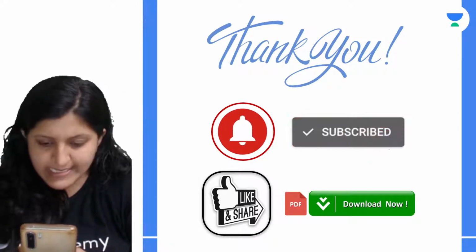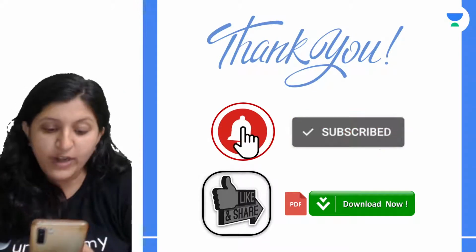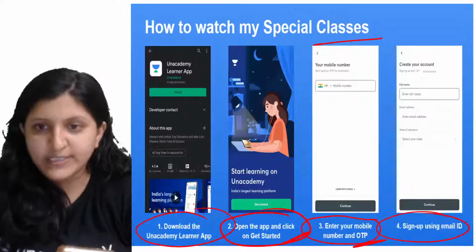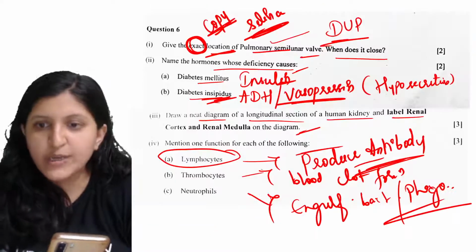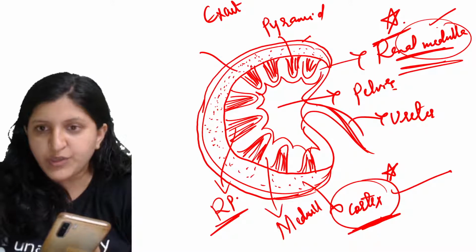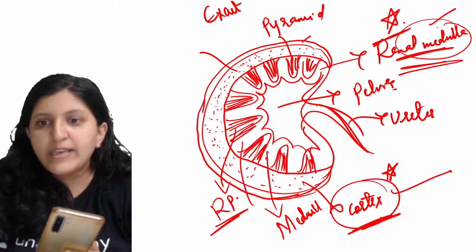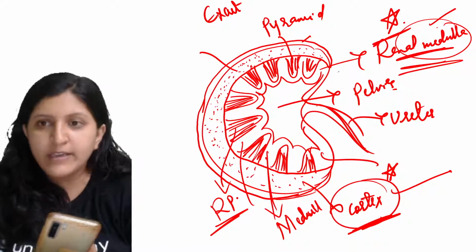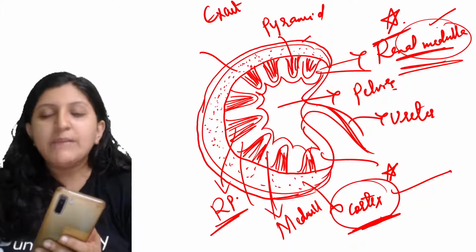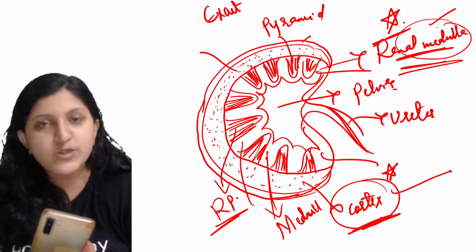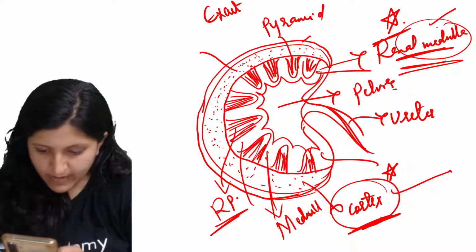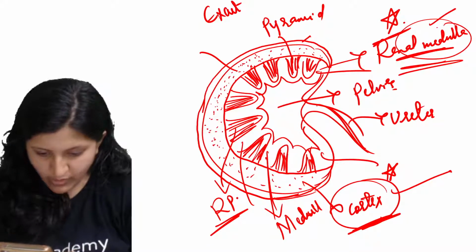But in the text it is given between the pyramids, it is the cortex. No, the outer region is the cortex. Okay, so the outer region is the cortex. So this one is the cortex region. So here you are labeling, here you are labeling, or here. Okay, so anywhere you are labeling. So inside this part, what is this? So this is the medulla itself. Okay. All right then.